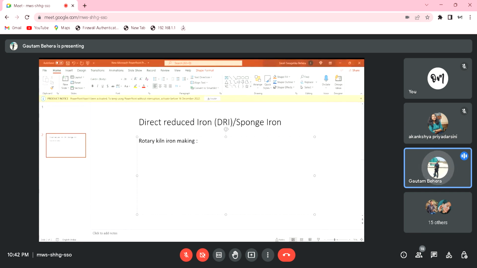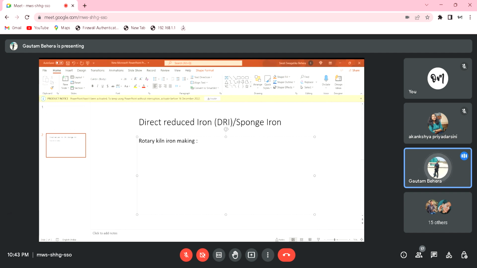Because the maximum temperature is at the tuyere region. Below the tuyere region, you'll be having the hearth, right? You may have top hearth and bottom hearth, kind of. The top hearth will be having higher temperature, right? And bottom hearth will be having lower temperature. So where the temperature is high, the removal will be better. Where the temperature is low, the removal will be poor. In this way, you can explain it.